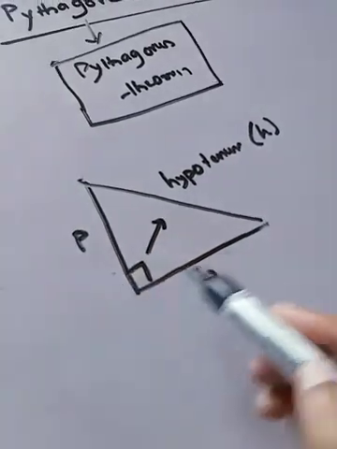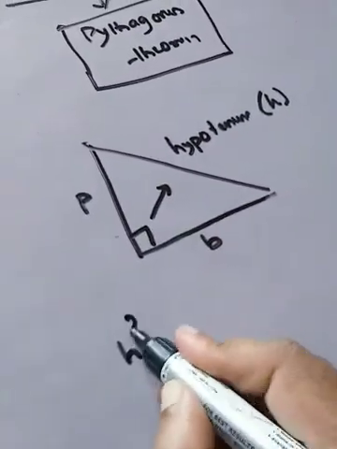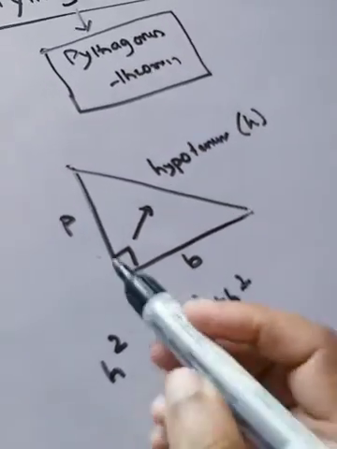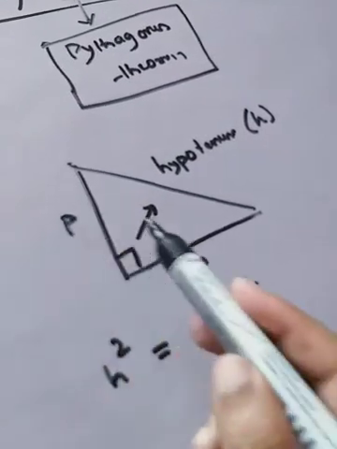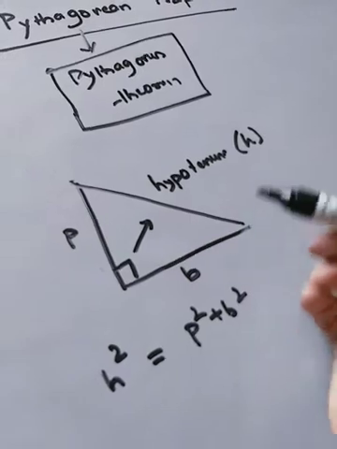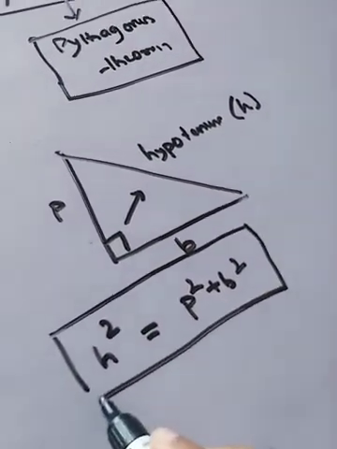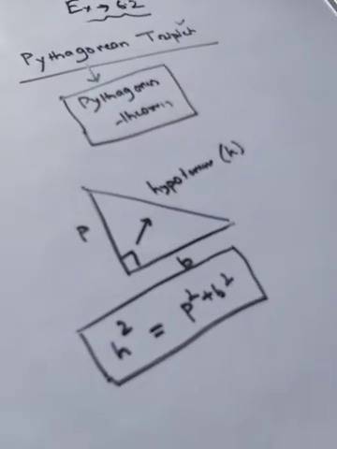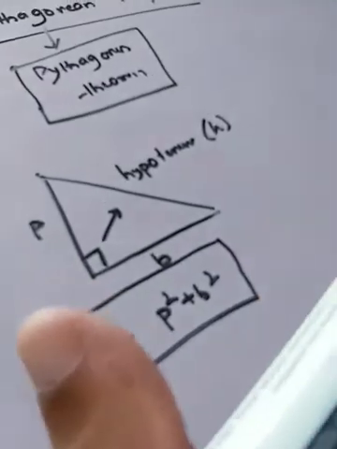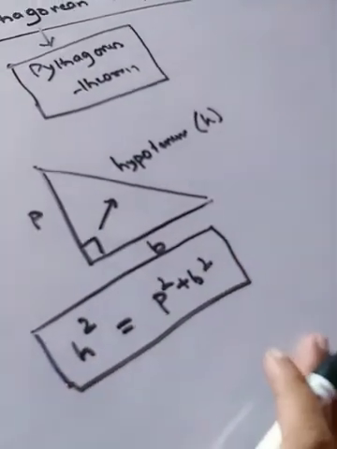How are these three sides related to each other according to Pythagoras theorem? Hypotenuse square equals p square plus b square. That is, the sum of perpendicular square and base square is equal to the square of the hypotenuse. This is the Pythagoras theorem. In higher classes, you will come to know how exactly this formula is generated, but for now just understand what the Pythagoras theorem is.